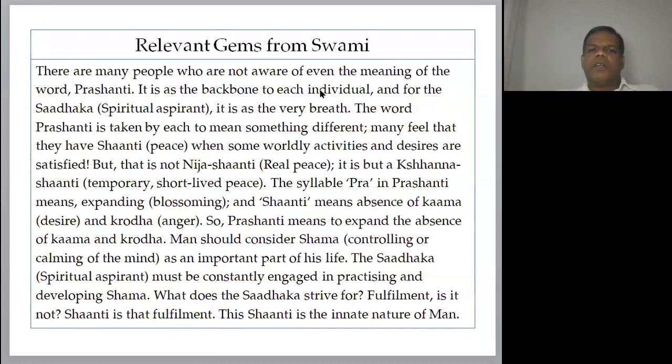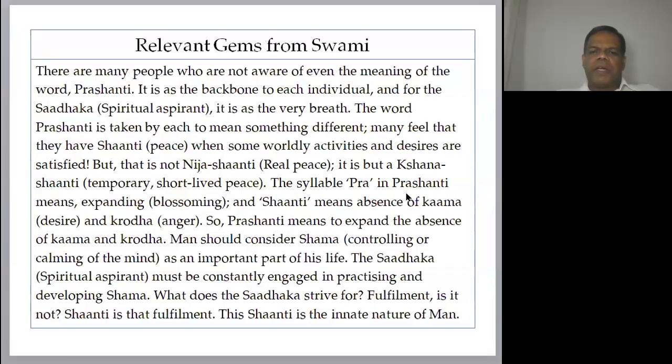There are many people who are not aware of even the meaning of the word Prashanti. It is as the backbone to each individual, and for the sadhaka, spiritual aspirant, it is as the very breath. The word Prashanti is taken by each to mean something different. Many feel that they have Shanti, peace, when some worldly activities and desires are satisfied. But that is not Nija Shanti, real peace. It is but a Kshana Shanti. Temporary, short-lived peace.